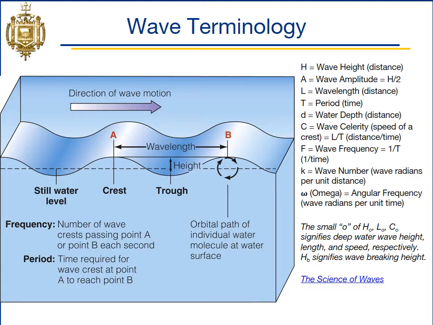A very important notation here, we use the subscript 0 to indicate deep water conditions. So H0 is deep water wave height, L0 is deep water wavelength, and so on. And we'll explain in a minute what deep water means. And also the subscript lowercase b indicates breaking conditions. So one of the key things about waves is understanding when and how they break.